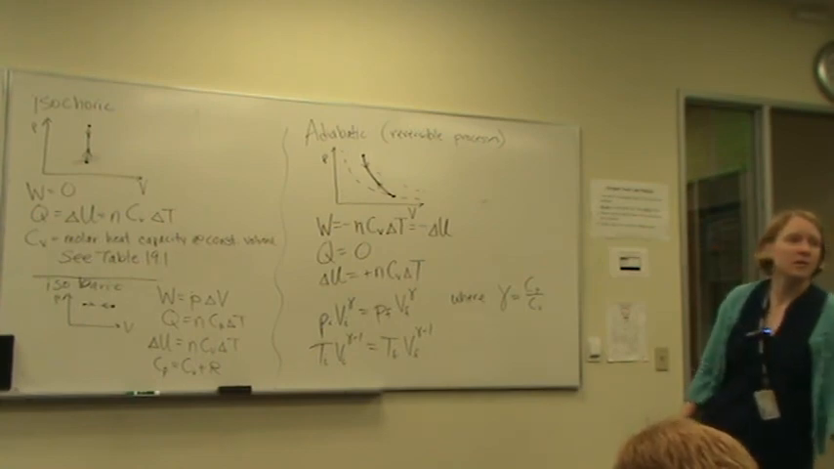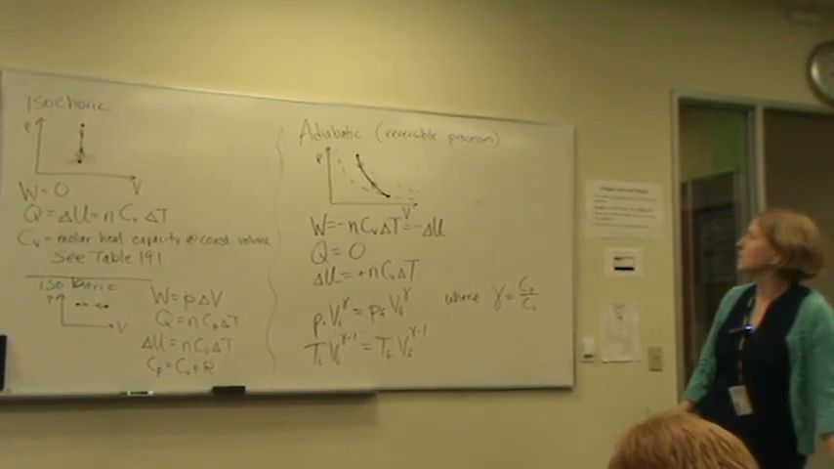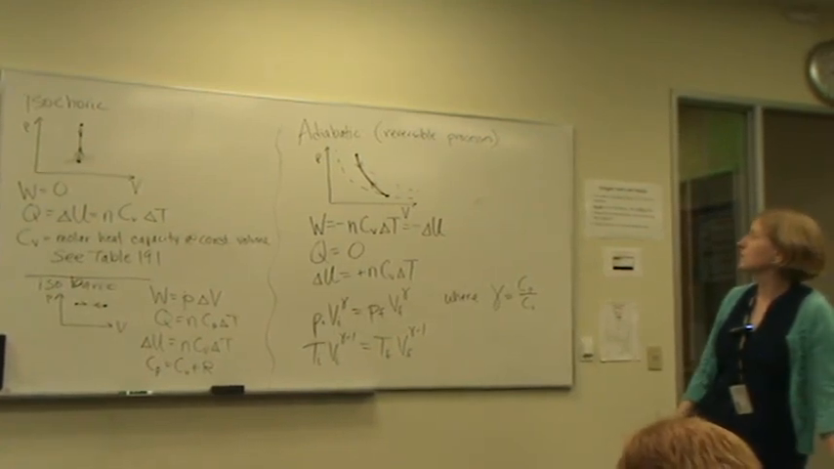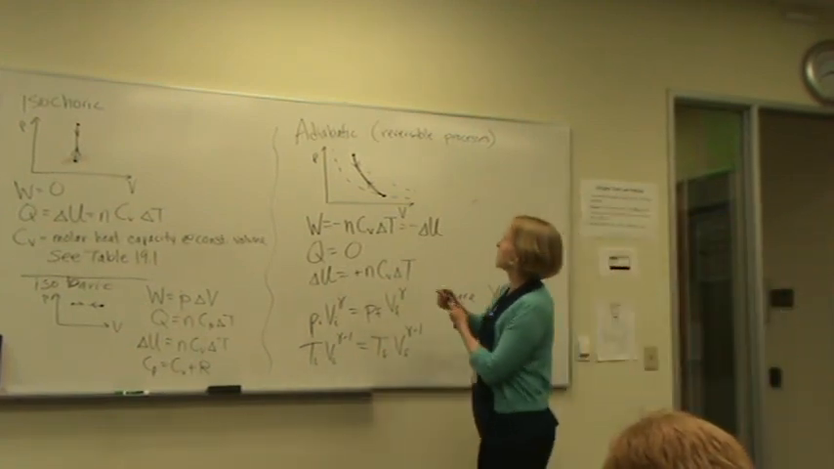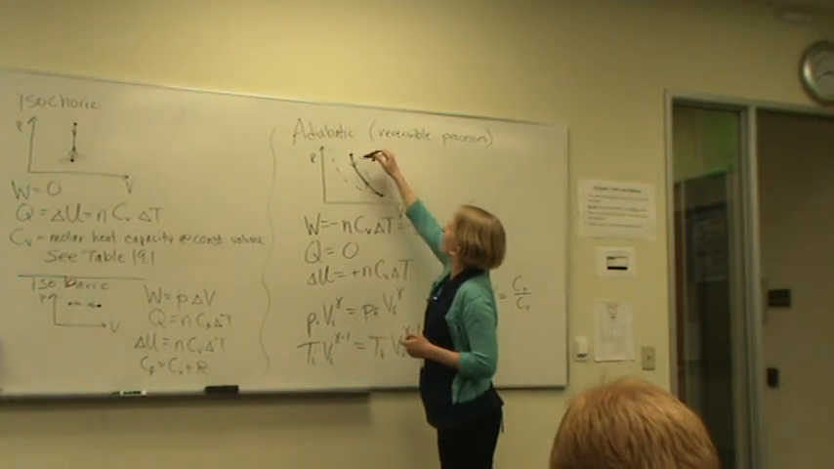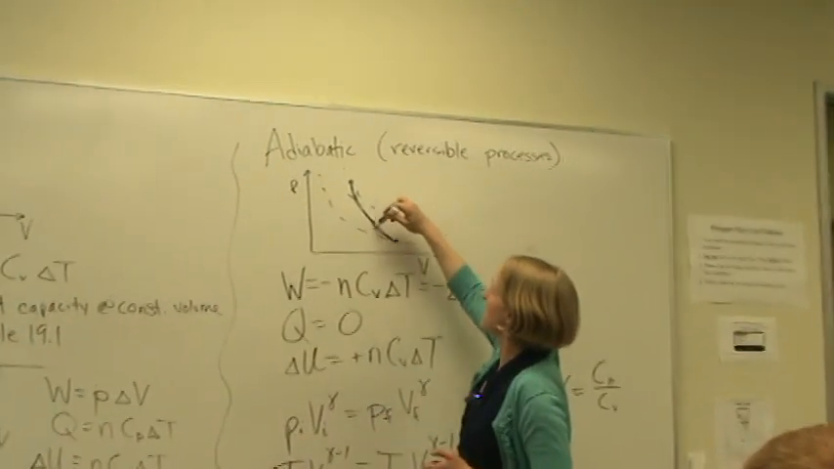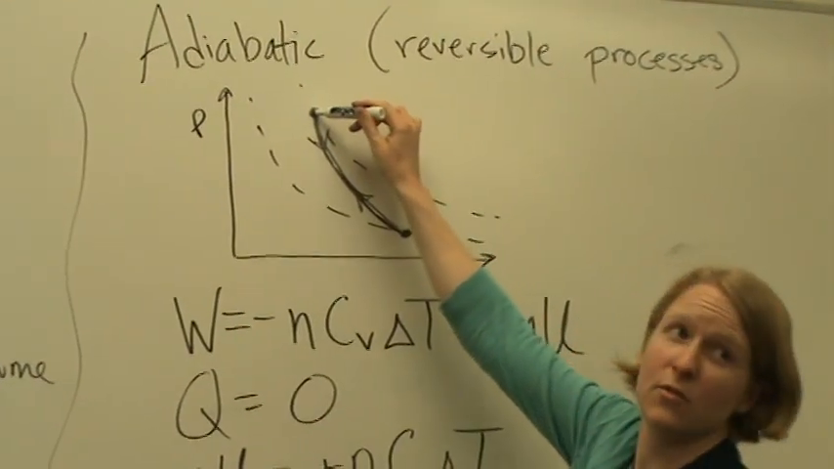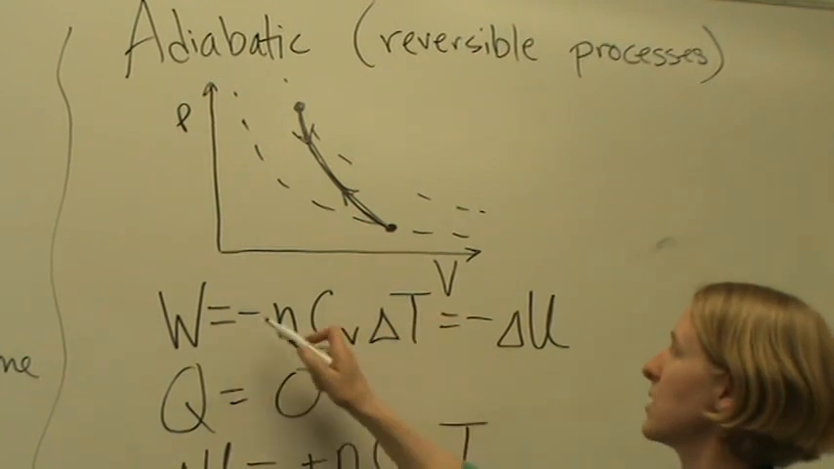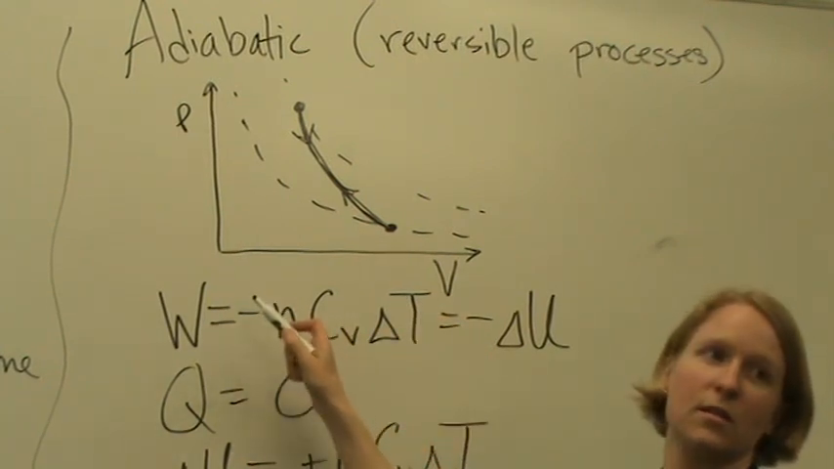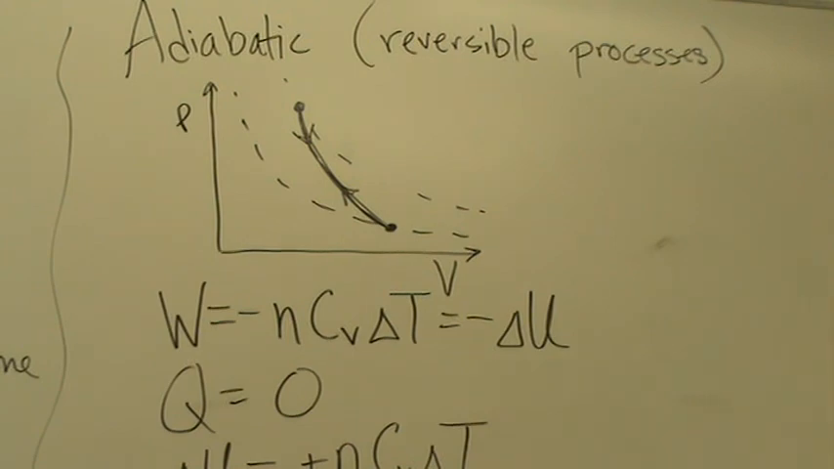Yeah, Leland? So does that equation for work already take into account that you're moving to the left, that you're doing negative work? It does, because our delta T here, you're going from a low temperature to a high temperature. So your delta T going this way would be positive. So this is a positive term. The only way that work is negative is the negative out front. Yeah. That's a good question. Okay.